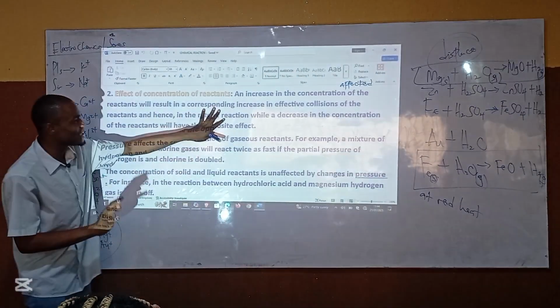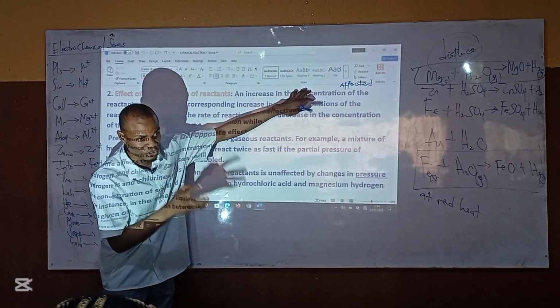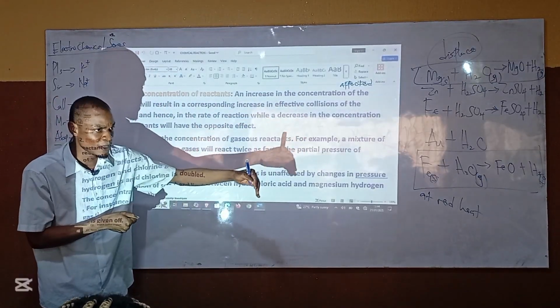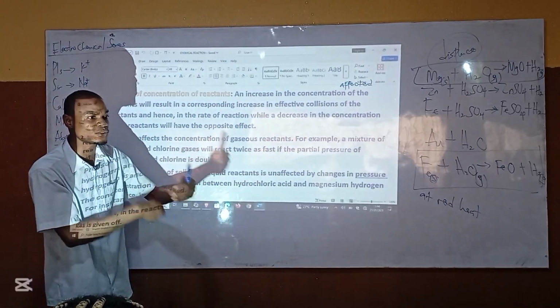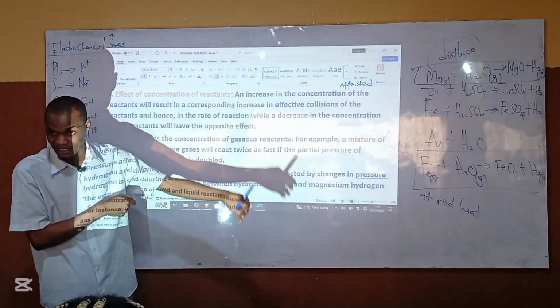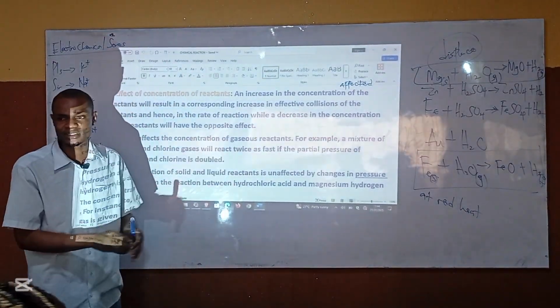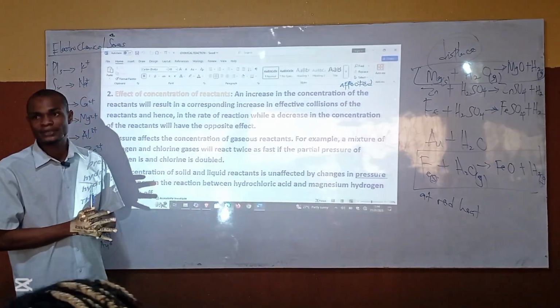What they are trying to say is that if there is an increase in concentration of the reactant, the rate of reaction will also increase. I get you now. The speed in which the reaction will come to an end will be very fast. But if the concentration is decreased, the rate of reaction will also decrease. Am I getting you now?